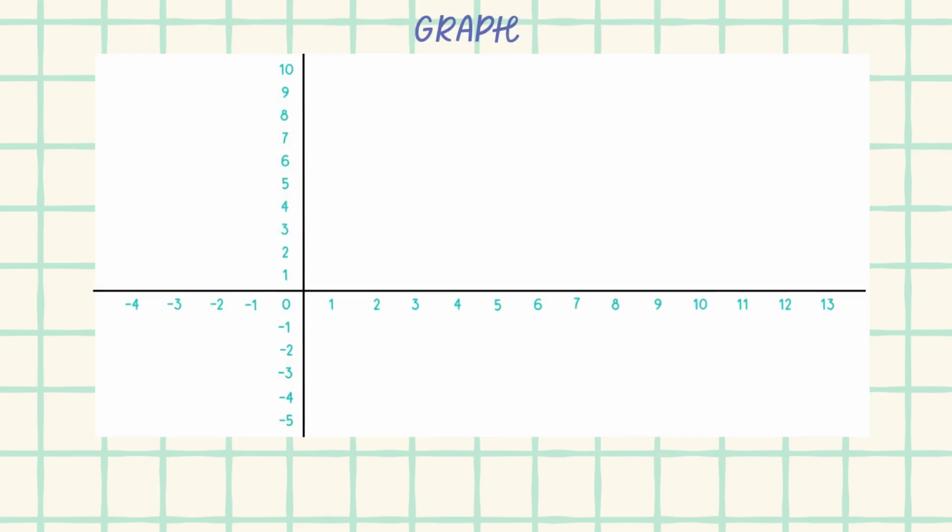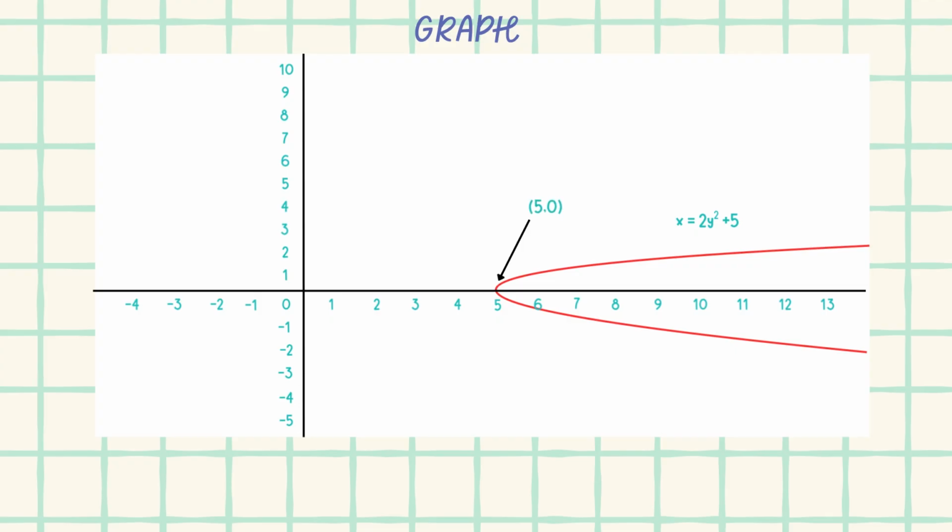First, let's plot our first boundary line. X equals 2y squared plus 5. Because this equation expresses x in terms of y, it's highly intuitive to think about it vertically. If we look right at the center where y equals 0, our x value is exactly 5. That's our anchor point on the horizontal axis.